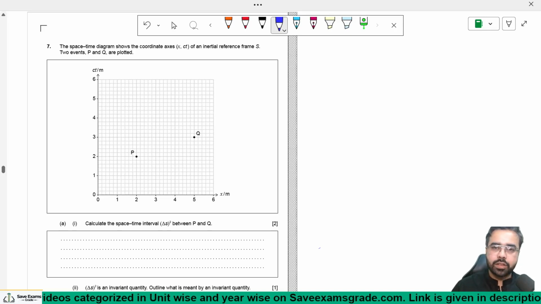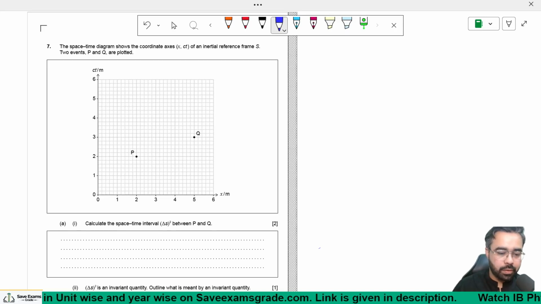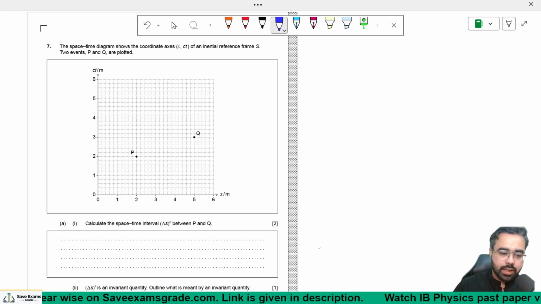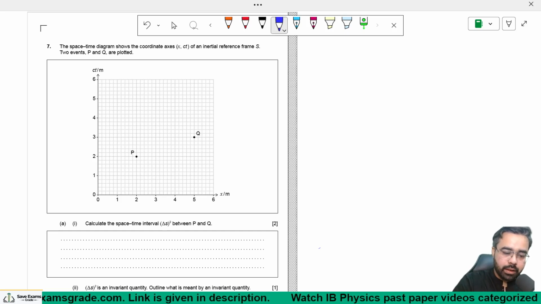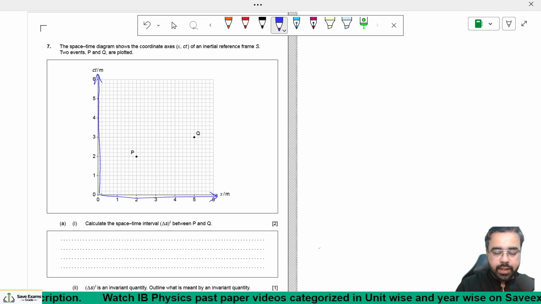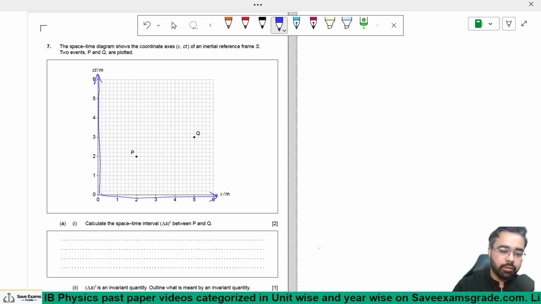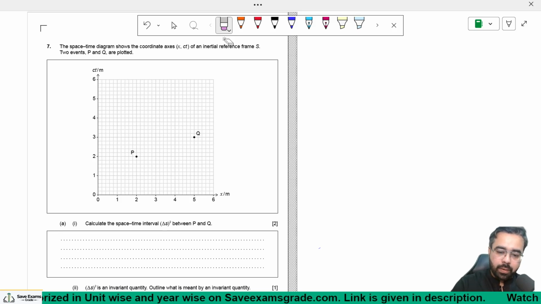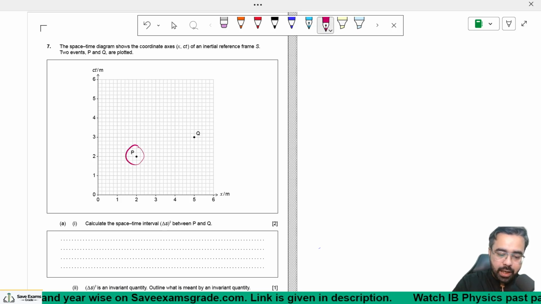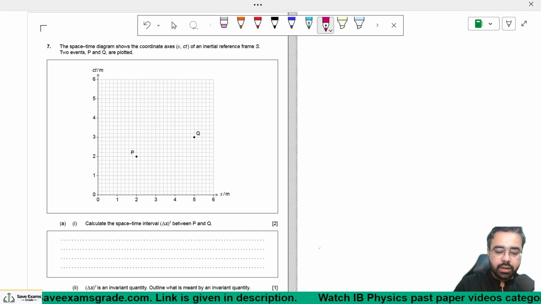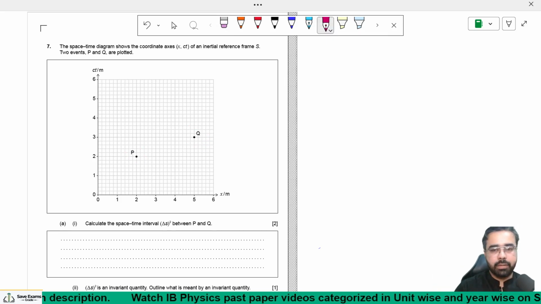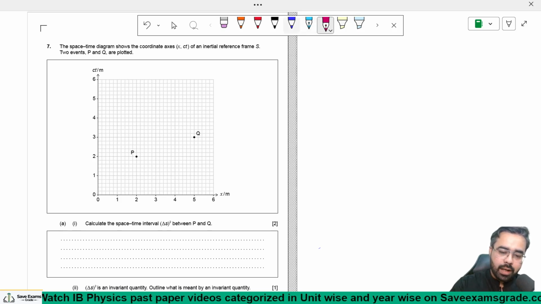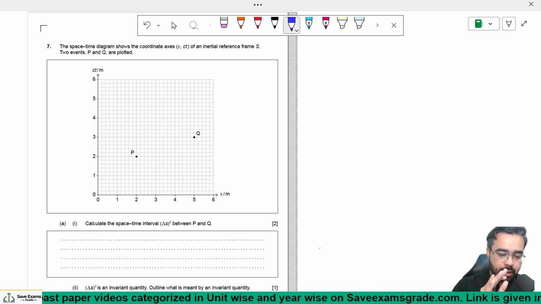Hello, this is the next question that is about the special theory of relativity. And you can see on my screen the space-time diagram. This is the CT axis, and this is the X axis for the inertial frame of reference, or we can say for the S frame of reference. Now these are the two events, P and Q, that occurred at the same time independent of the frame of reference, which means that let me show you this thing in the diagram, right?